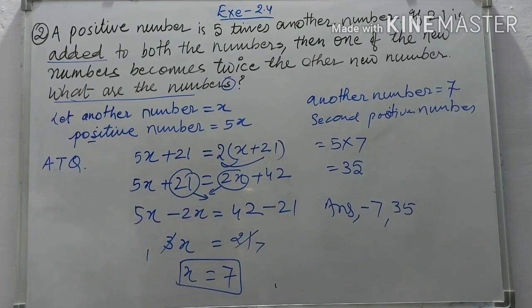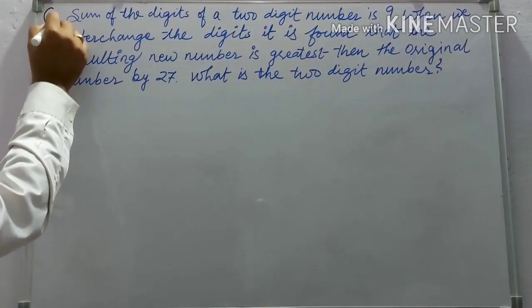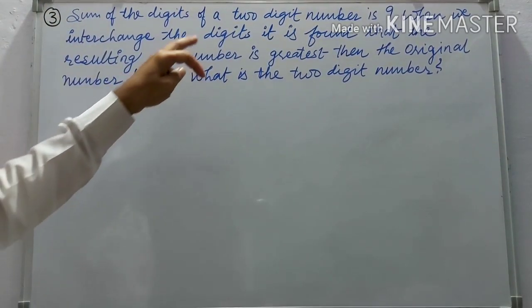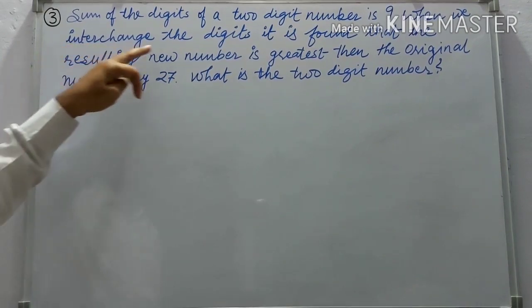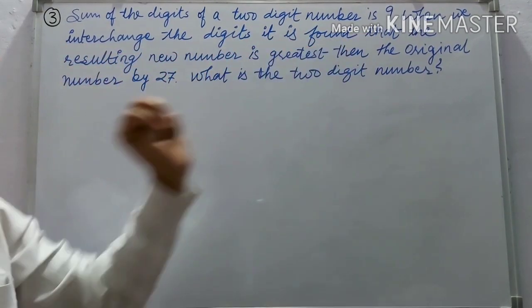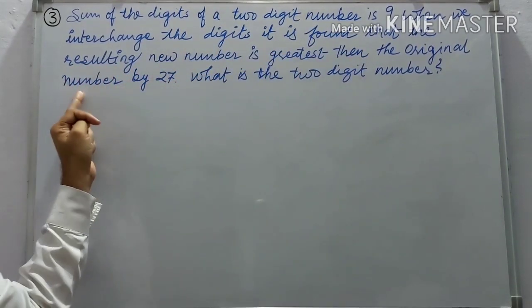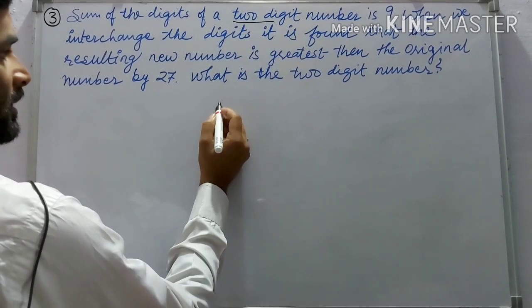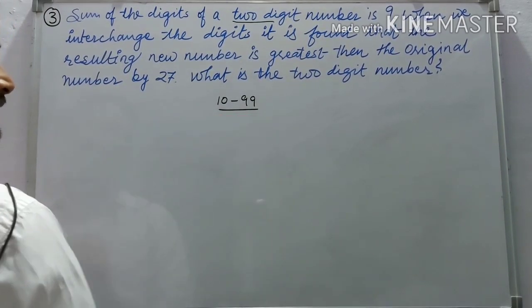Okay, simple. Now question number 3. The sum of the digits of a two-digit number is 9. When the digits are interchanged, the resulting new number is greater than the original number by 27. First, we need the two-digit number. A two-digit number starts from 10 to 99.